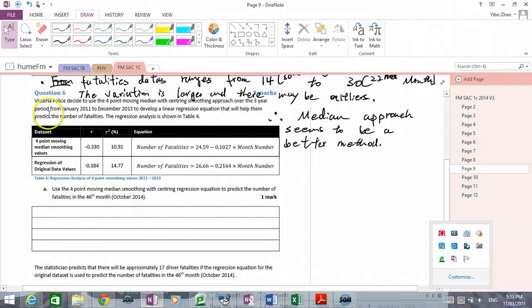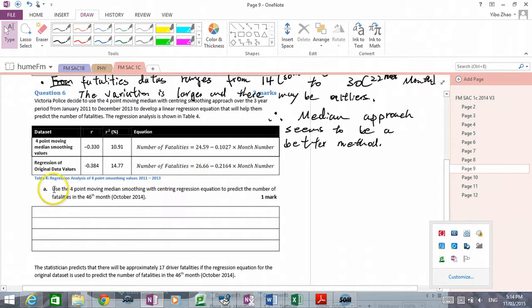Okay, now let's look at question 6. Question 6 gives me the equations already. Last year the SAC was quite easier, because they didn't ask you to find the equation. The equation is already given. Now you just need to be able to use it.